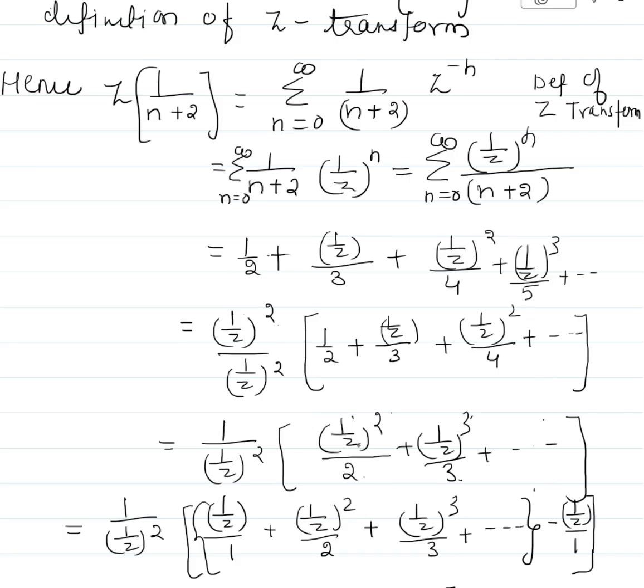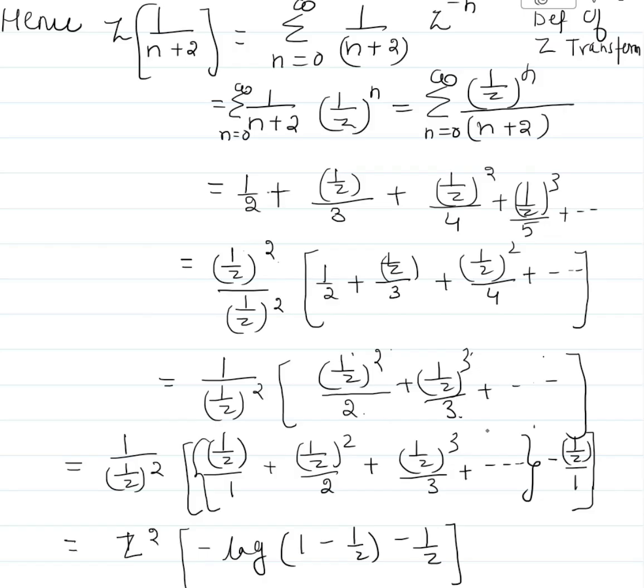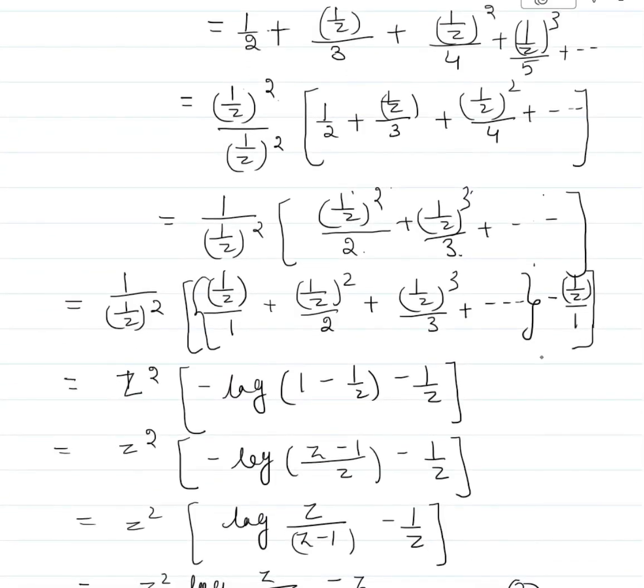In this way, you are seeing a series, but something is missing in this series. What is missing? 1 upon z to the power 1 upon 1 is missing. So we'll add and subtract it in the same series. So this formula will be like this. I think we know, if we have x plus x square by 2 plus x cube by 3 and so on, this is the formula of minus log 1 minus x.